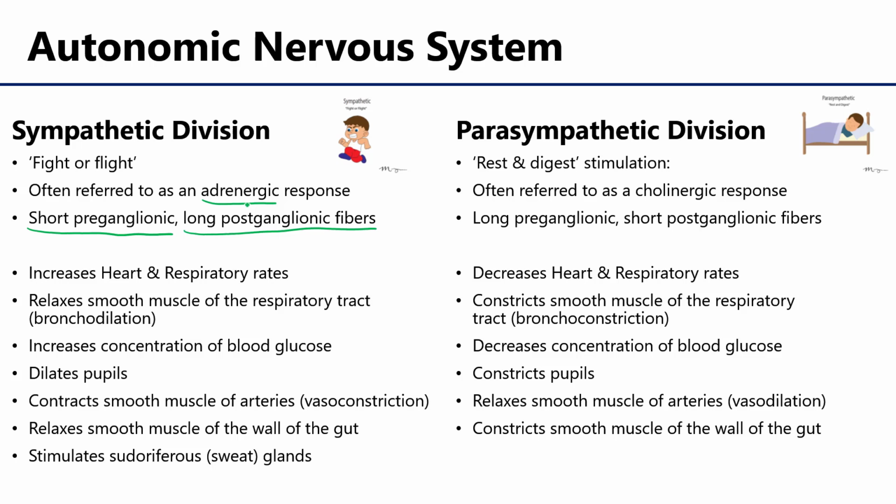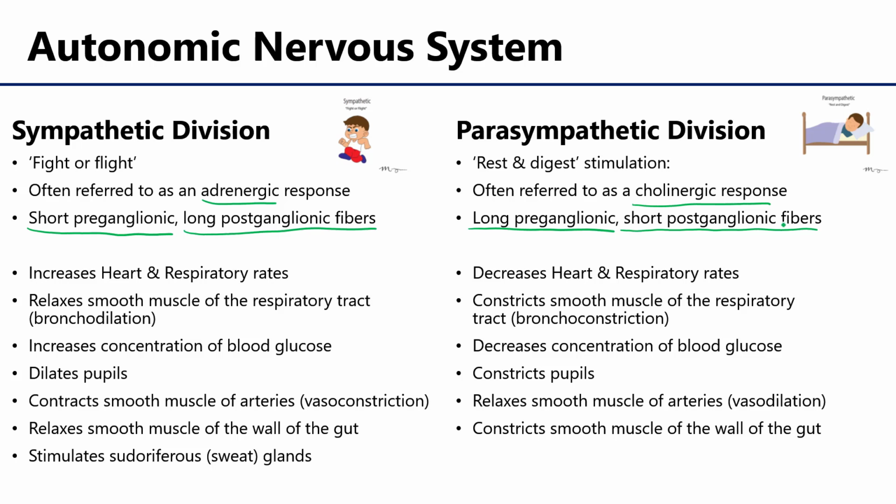The parasympathetic division, that rest and digest, is often known as the cholinergic response because its postganglionic fibers secrete acetylcholine. In fact, all preganglionic fibers, whether they are sympathetic or parasympathetic, secrete acetylcholine as well. So that parasympathetic division has very, very long preganglionic fibers, and these tend to synapse with short postganglionic fibers within the walls of target organs.